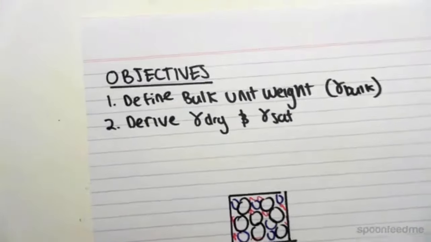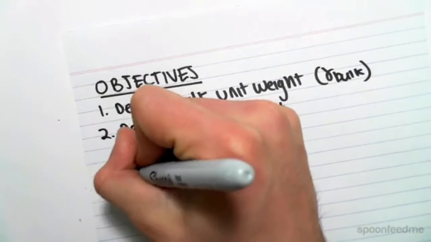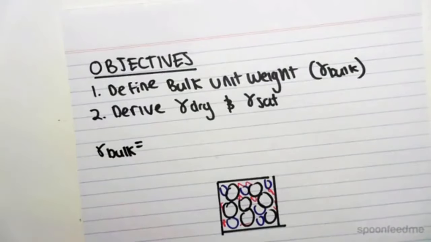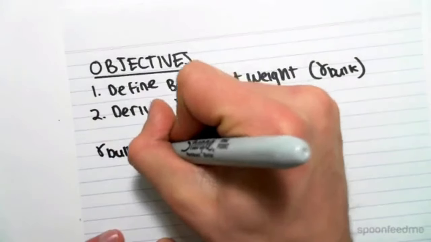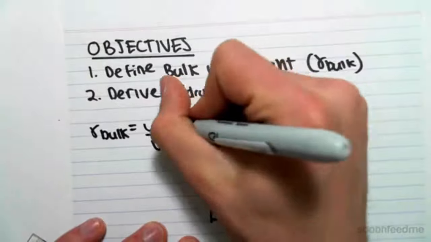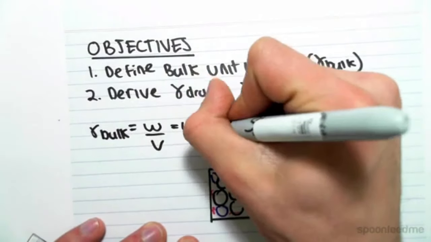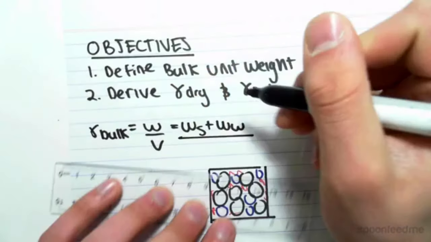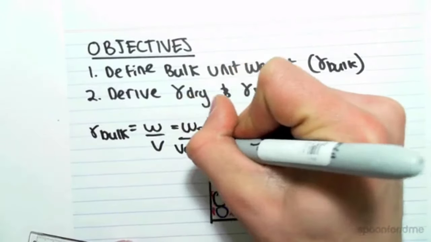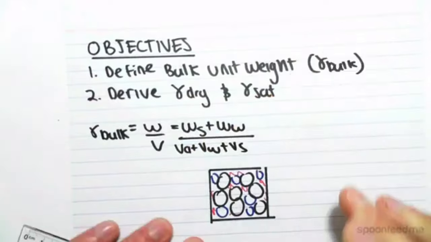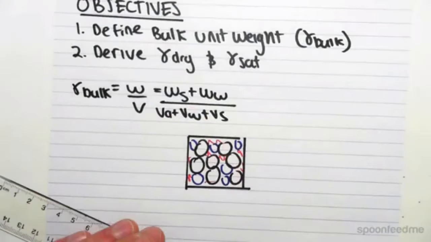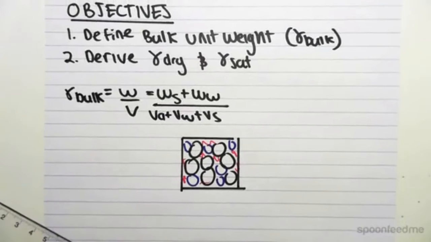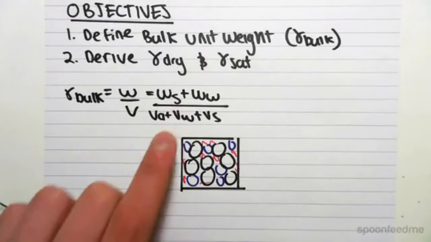What we can say is that the bulk unit weight, the unit weight of this sample, will be the weight on the volume, which we can break down further as the weight of the solid plus the weight of the water, divided by the volume of air plus volume of water plus volume of solid. You'll notice that there's no weight of air because, as we said in the previous video, we don't include the weight of air because it is nothing in comparison to these weights.